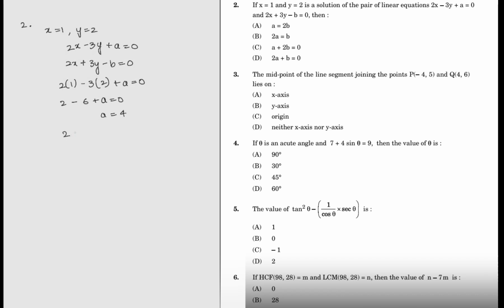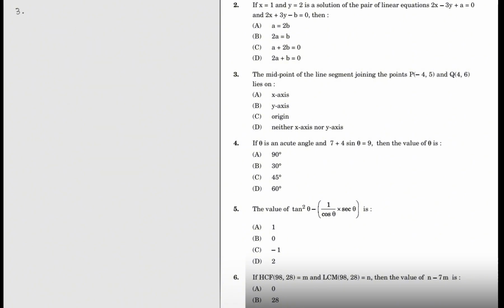In the second equation, if we substitute the same values, 2 of 1 plus 3 of 2 minus b is equal to 0. So 2 plus 6 minus b is equal to 0. b is equal to 8. Since we have this, we can say that b is equal to 2 times a, since 8 is equal to 2 times 4. That's it. We'll go to the next one.